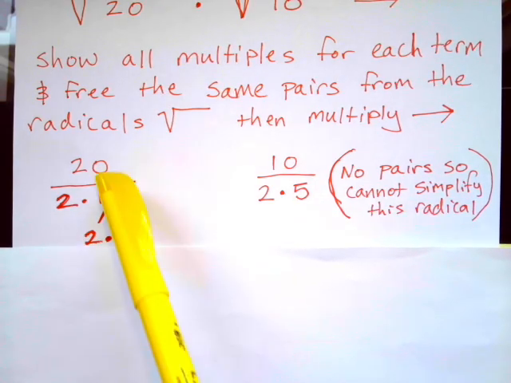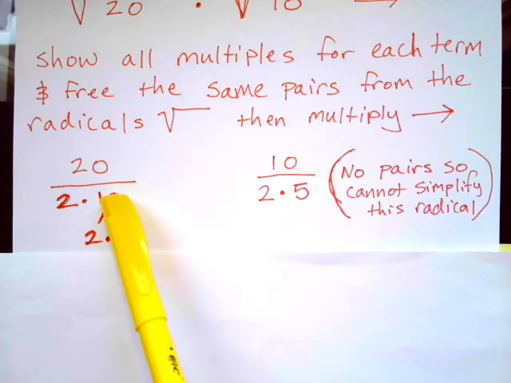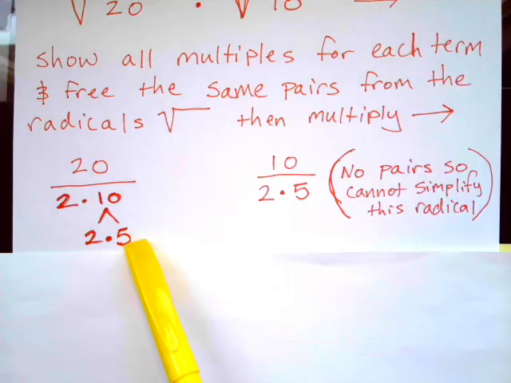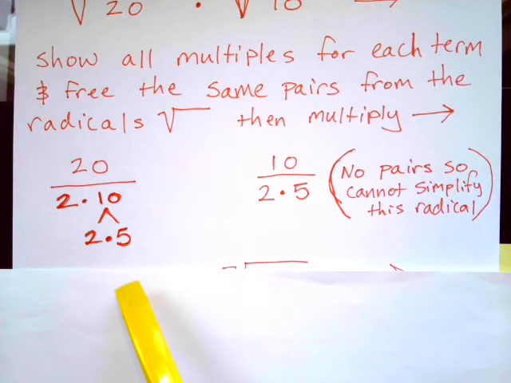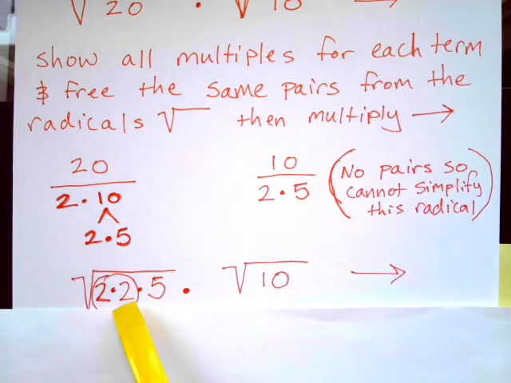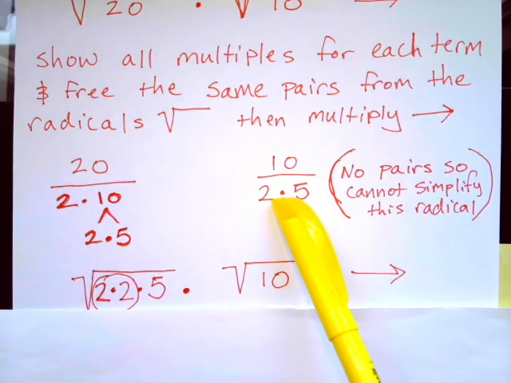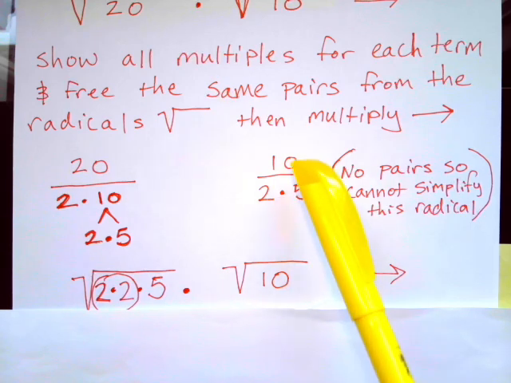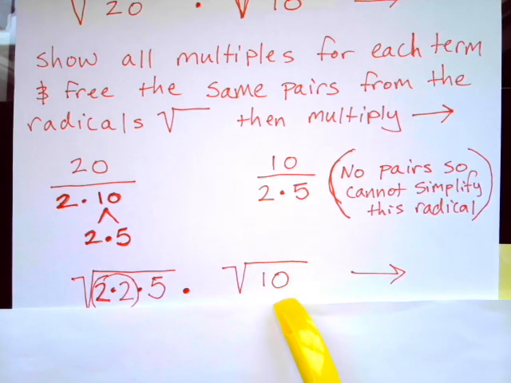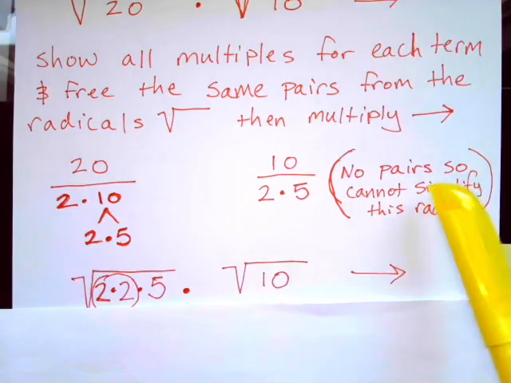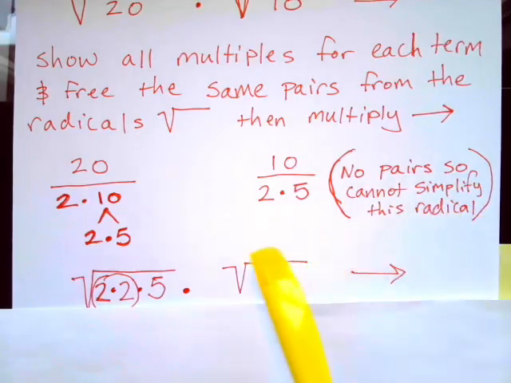So if you look at 20, 20 is 2 times 10, or 20 divided by 2 is 10. 10 divided by 2 is 5. So I've got 2 pairs of 2, and then the 5 would be 2 times 2 times 5, will go inside the radical. For 10, 2 and 5, that's all we got. So the 10 would stay inside the radical. There are no pairs, so they cannot simplify this radical at this particular time.